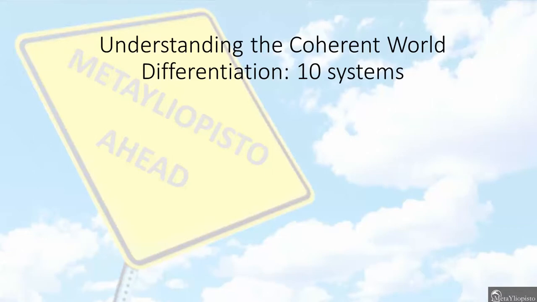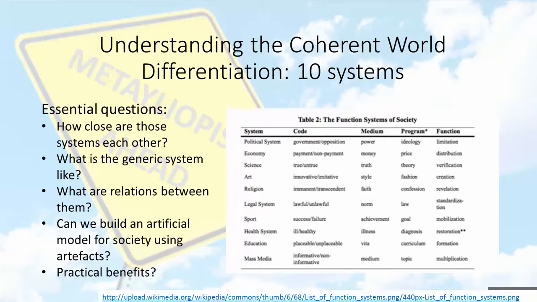How can the bird be coherently understood? We have 10 different systems. They are here, we will discuss them later. Essential questions for that are: how close are those systems to each other? What is the generic system combining these different approaches together? What are the relations between them? How can we build an artificial model for society using artifacts? And what are the practical benefits from this kind of approach to science and to practical life?